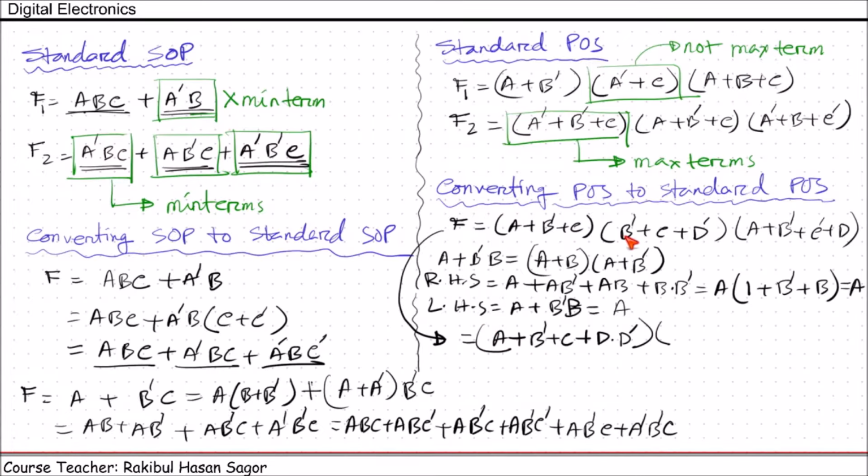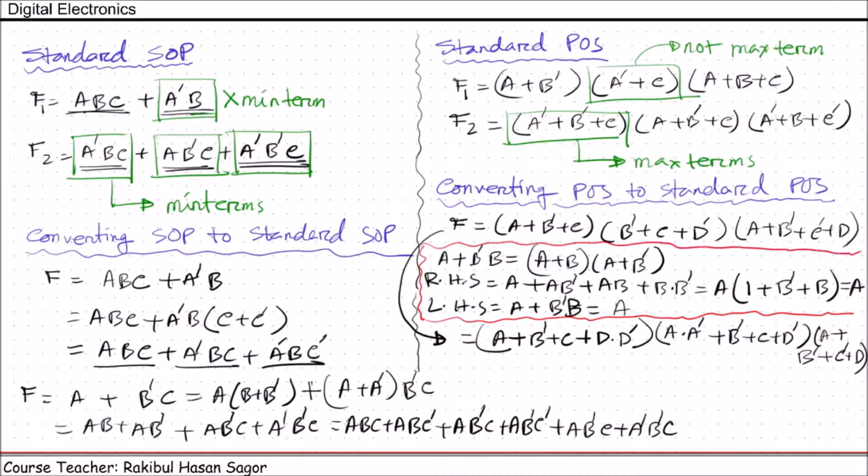Again, we have one missing term, that is a. So we can write a into a prime plus b prime plus c plus d prime into a plus b prime plus c prime plus d. Let me separate this part because this is not part of our problem.